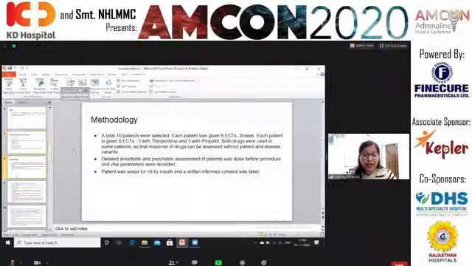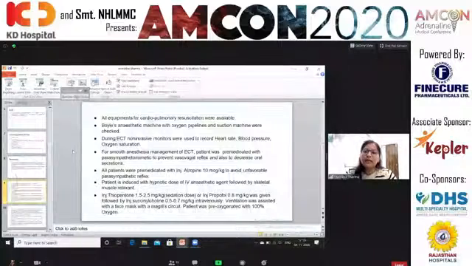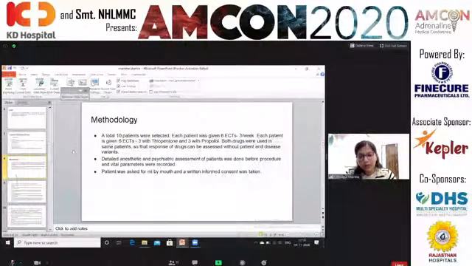Methodology: a total of 10 patients were selected. Each of them was given 6 ECTs, 3 per week. Of those, 3 were with thiopentone and 3 were with propofol. Both drugs were used in the same patients so that the response to the drug can be assessed without patient and disease variance. Detailed anesthetic and psychiatric assessment of the patients was done before the procedure.